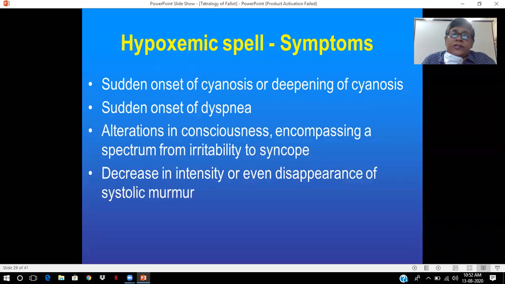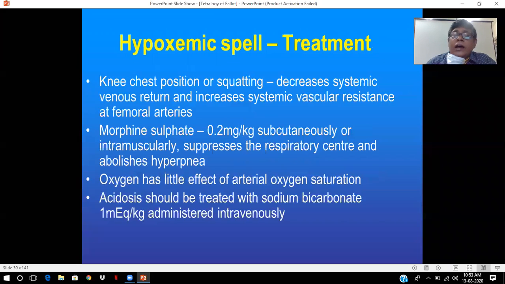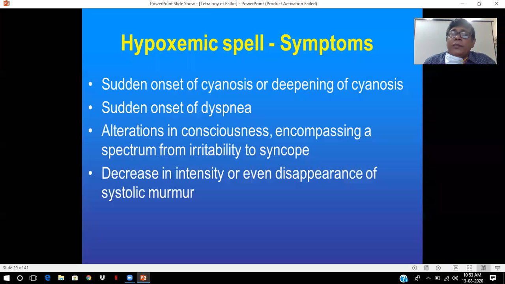Sudden onset of cyanosis or deepening of cyanosis, and sudden onset of dyspnea will be there. Alteration in consciousness encompassing a spectrum from irritability to syncope, and a decrease in intensity or even disappearance of the systolic murmur. During a hypercyanotic spell, there can be disappearance of the systolic murmur in the pulmonary area because the pulmonary circulation is almost absent there, and most of the blood is going through the systemic circulation.